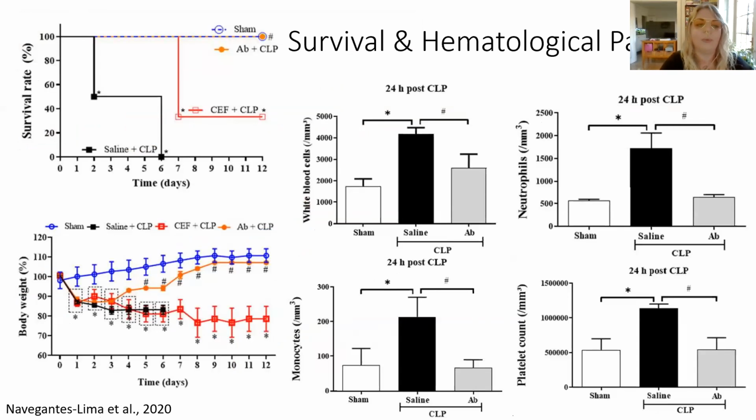And so the first thing that they did was to see if their mushroom solution had any sort of protective effect on sepsis. And so here is the mice's survival rate and body weight over time. And here you can see that all of the mice that were given the mushroom solution survived, while only 40% of the mice treated with the antibiotic solution survived, and all of the saline mice died. The star indicates significance between the CLP groups and the sham group, while the pound symbol or hashtag means significance between the two CLP groups.